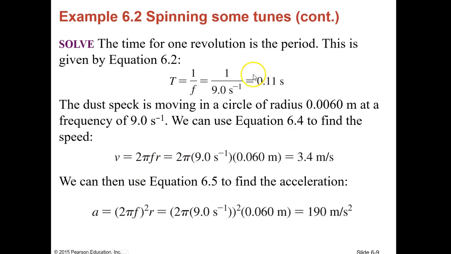Because you know your frequency and you know your radius, you can say speed is 2 pi times the frequency times the radius, and that gets you your tangential speed. Now, acceleration is 2 pi times the frequency squared times r, from the previous derivation. Put that together and you get an acceleration of 190 meters per second squared. That's the rate of change of direction of this particular spinning object.